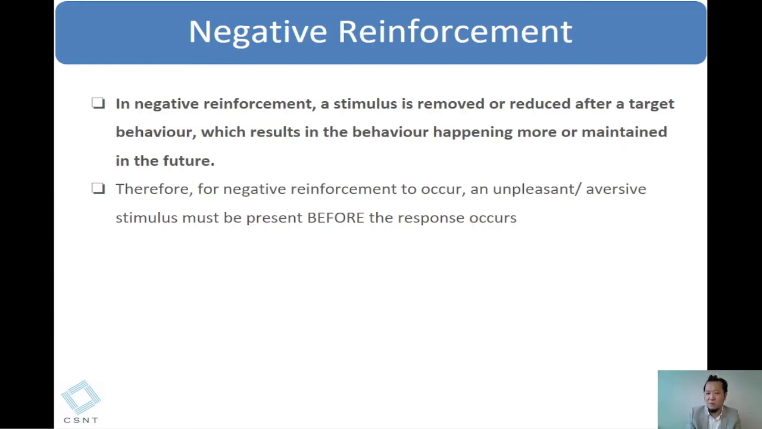Moving on to negative reinforcement. In negative reinforcement, a stimulus is removed or reduced after the target behavior occurs. But this also, just like positive reinforcement, results in the behavior happening more and being maintained in the future. So for negative reinforcement to occur, the unpleasant or aversive stimulus has to be there beforehand, before the behavior occurs. Whatever the student doesn't like, it may already be there.